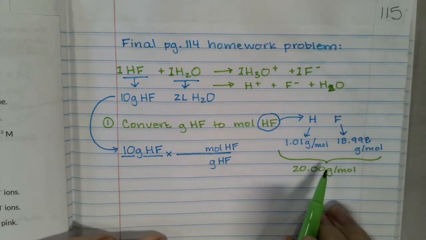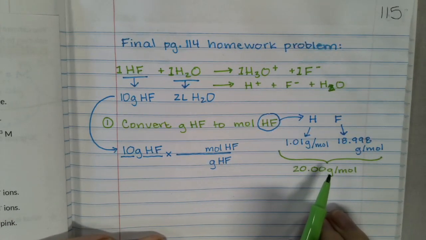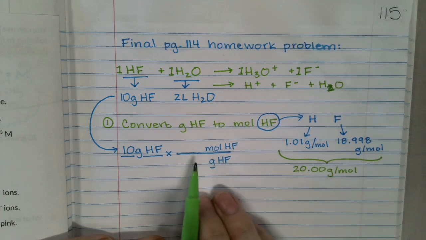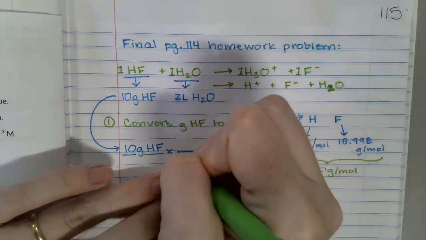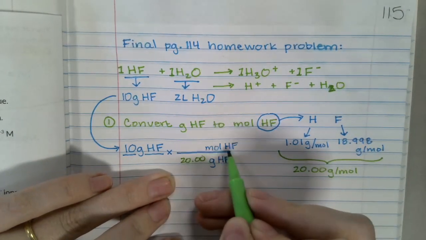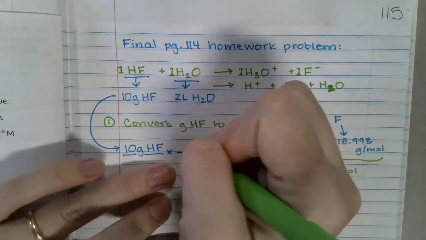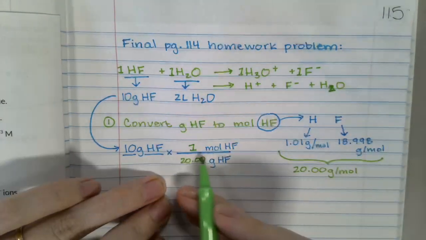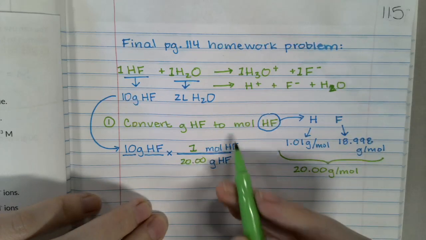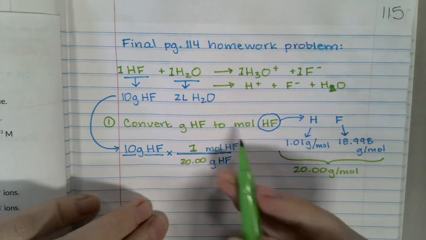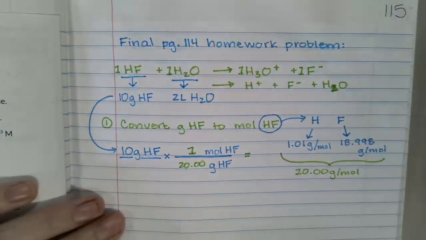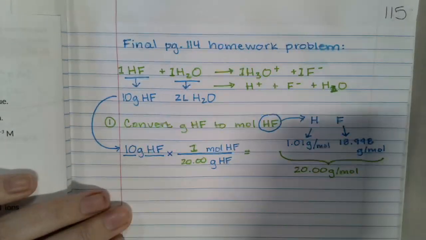So now that we've got our grams per mole, I want to show you something. When I say this, I always say grams per mole. We're going to do the same thing over here. It's just 20.00 grams per mole. That's what this line is. It's literally the same thing here. Anytime you see something like 20 grams per mole, you can plug it into a dimensional analysis problem just like this.